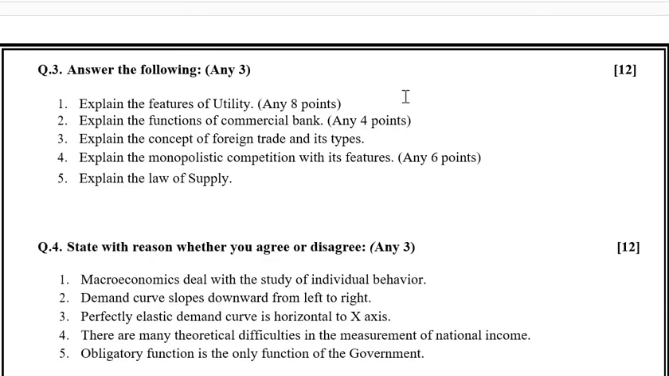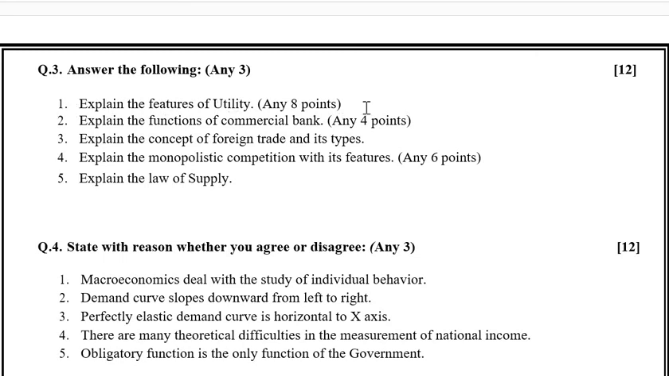Question number 3 is answer the following. Any 3, students, 5 are given, 12 marks, that means 4 marks each. It is better you write the best 5 points here, so 4 marks will definitely be yours. I'll read out the question for you. First, explain the features of utility.